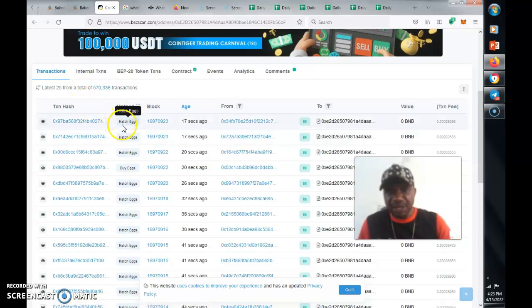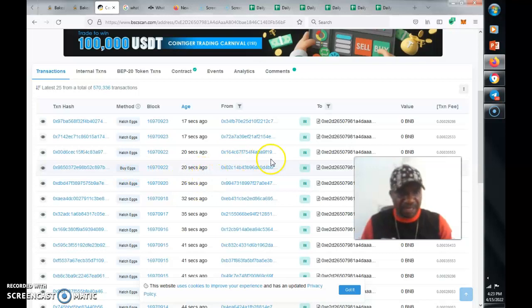Now you can see there are some terminologies here, or some of the codes. You see hash egg. Hash egg means compound. So anywhere you see hash egg, it means compound. Then when you see buy egg, it means the person invested. The person invested 20 seconds ago. You can even track the wallet's address.